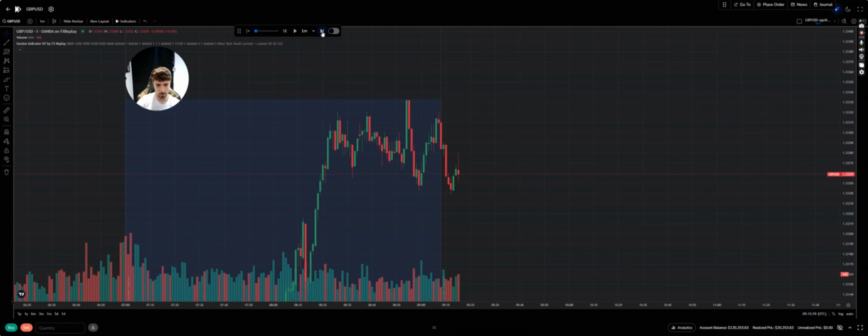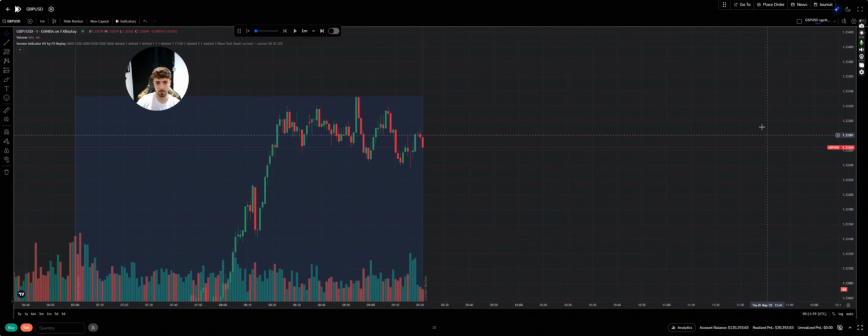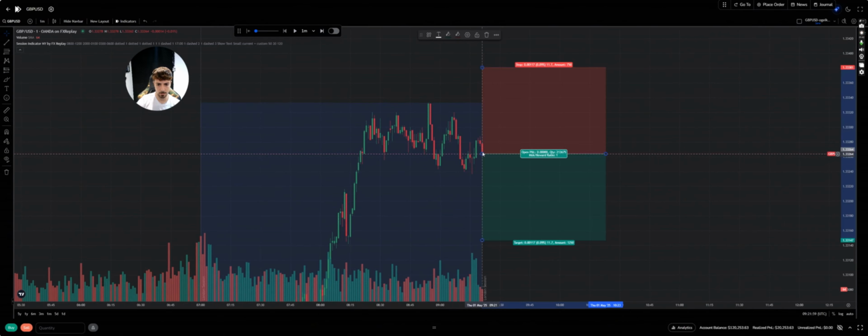so we ideally need to create an inversion fair value gap, which we aren't doing. We have got one there. Okay, so that will be our entry there. So we have our inversion here now. You can see we've got this imbalance.